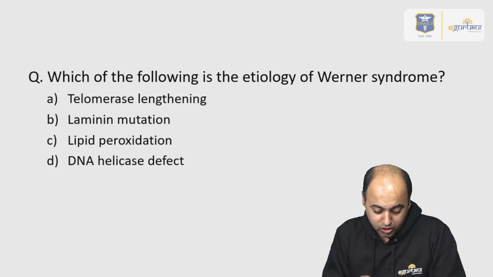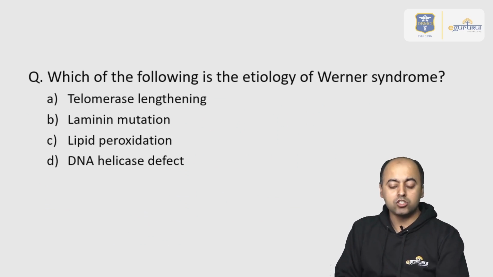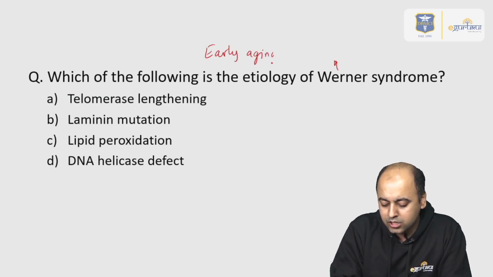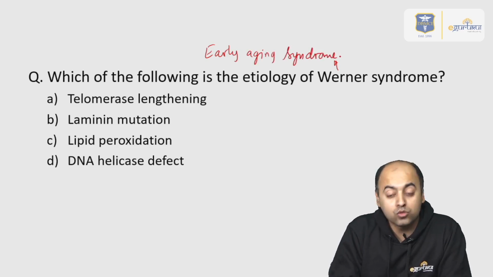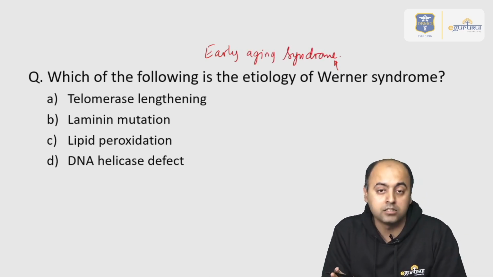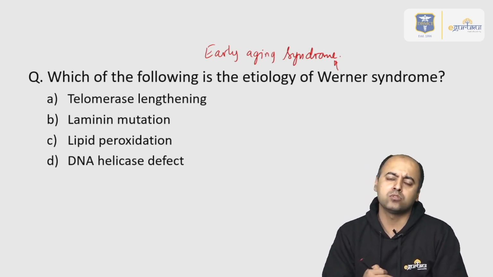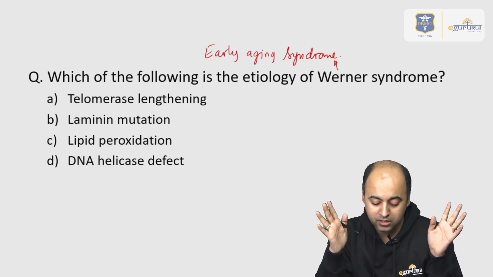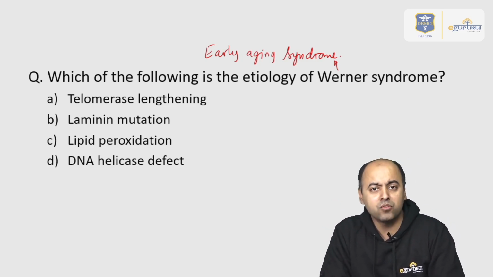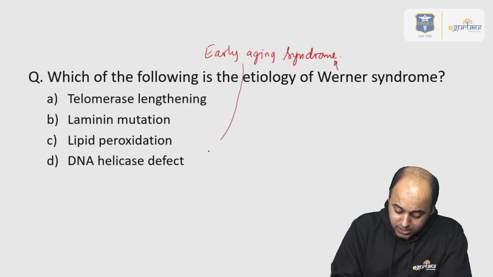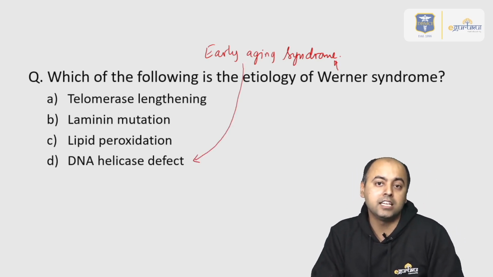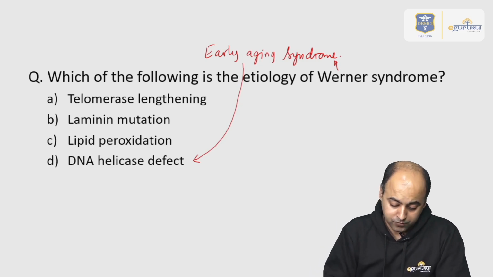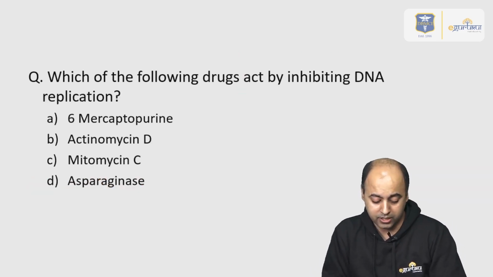Okay, moving on. Which of the following is the etiology of Werner syndrome? Now, Werner syndrome is one of the types of early aging syndrome. Now, this is one of those questions which I say you need not know the answer to, because these questions will come rarely. Sometimes there is one question, two questions, five questions which are beyond the scope of our discussion. So even if you don't know, it doesn't matter much, but I'll give you the answer. Werner syndrome is a type of early aging syndrome where there are defects in the DNA helicase gene. As a result, we get the defective DNA helicase and early aging will occur. So the answer in this case will be DNA helicase defect.